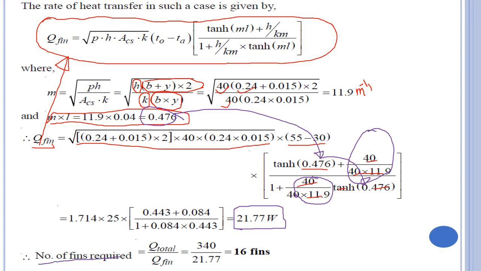So total number of fins required is Q total divided by Q fin. Q total is 340, Q fin is 21.77. So 340 divided by 21.77. So we have to go for the digital value, that is 16 number of fin or 17 number of fin or 15 number of fin. It is not like that 16.5 number of fin. Either we have to go for 16 fin, or you can go for 17 fin or 20 fin and so on.